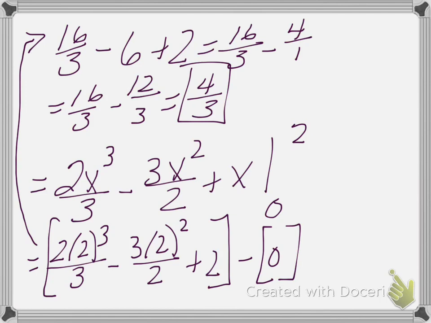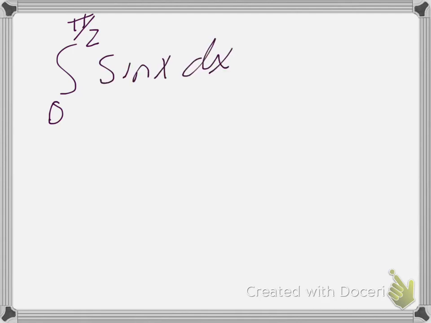Okay, so it's pretty simple. And you can also use this for trig functions. So for example, if you had this, okay, you do the exact same thing. The antiderivative of cosine x is negative sine x. I mean, the antiderivative of sine x is negative cosine x. And then it's going to be as it goes from 0 to pi over 2.